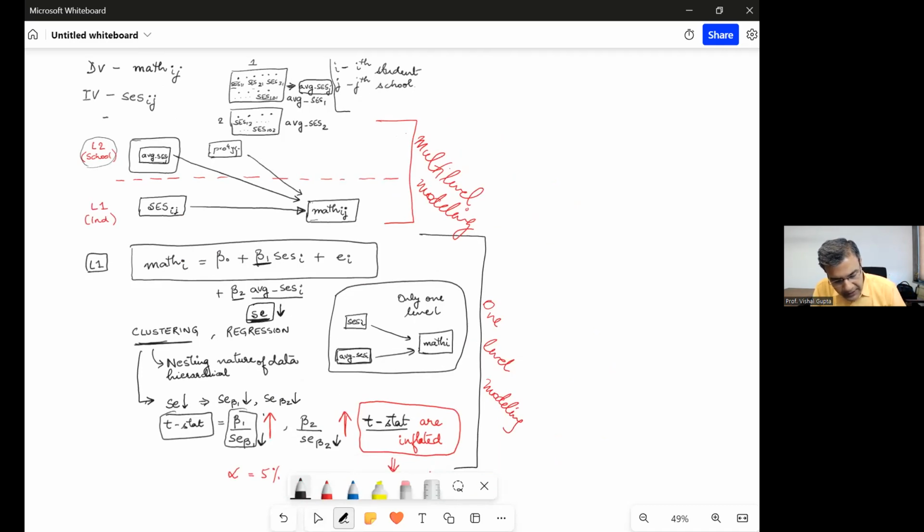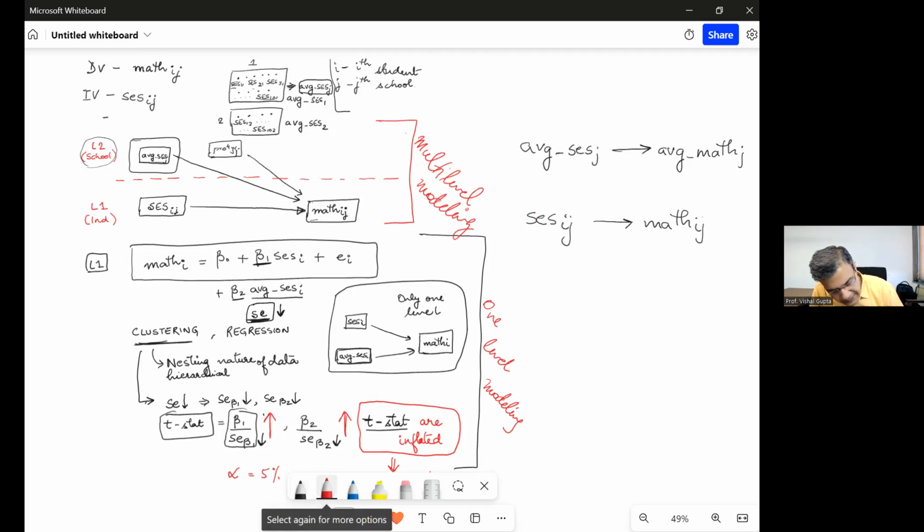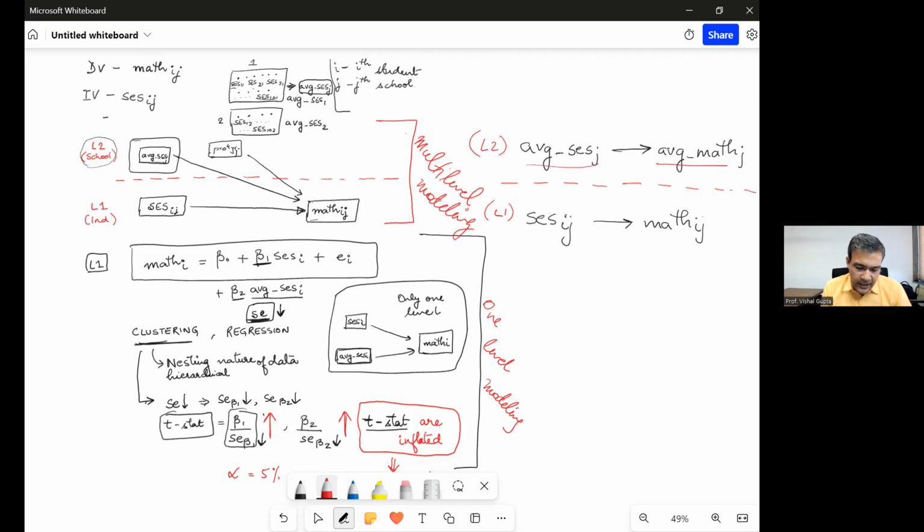So what Pratik is saying, I can have a model something like this also. I say AVG SES J is related to AVG Math J, correct? And he is saying that I also have SES IJ to Math IJ. And I know that this is at 2 levels: this is at level L1, this is at level L2. Right, this is what you are saying, Pratik? Yes, sir. I simply have a relationship between average math J and average SES J, and I have the individual level.